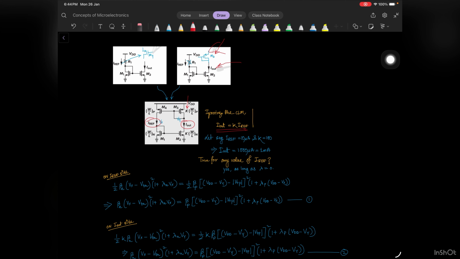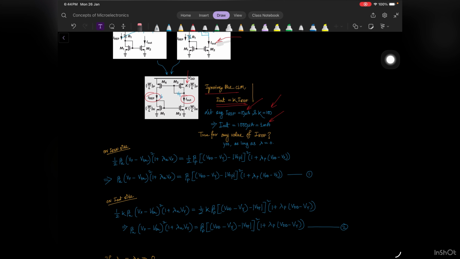And another important point, this equation will hold true for any IREF current as long as you can ignore the CLM. Okay, so basically if you have, let's say, IREF equals 10 and K is 100, definitely we will get 1 milliamp as I out. If you take IREF as 20, then definitely you will get 2 milliampere of I out. So this will hold true as long as you ignore the CLM. Okay, but let's see why.